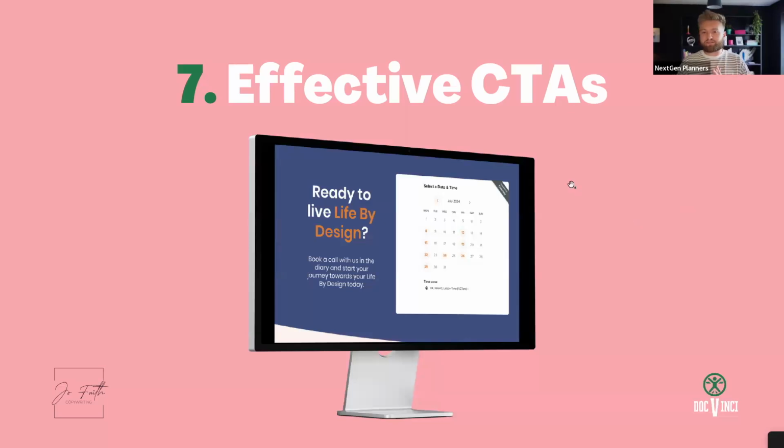So next one is, oh God, we've used jargon here. Joe, I should have cut this out. Sorry. CTA, by the way, everybody, means call to action. So if you don't know what CTA means, it means call to action. And sorry for using that jargon. But yeah, effective calls to action.